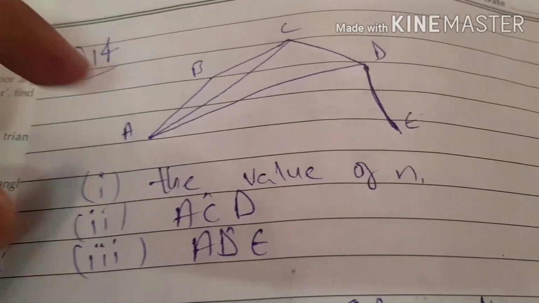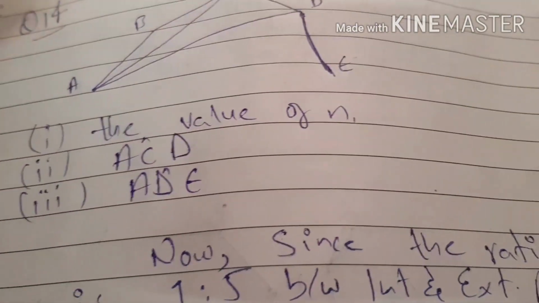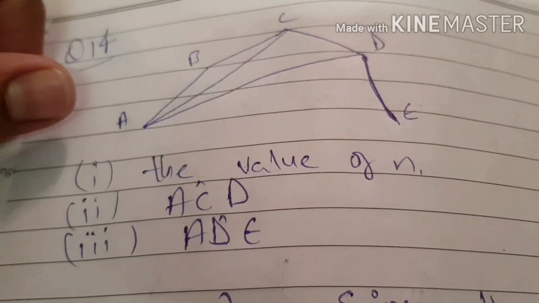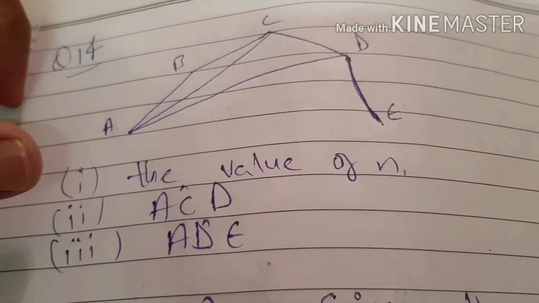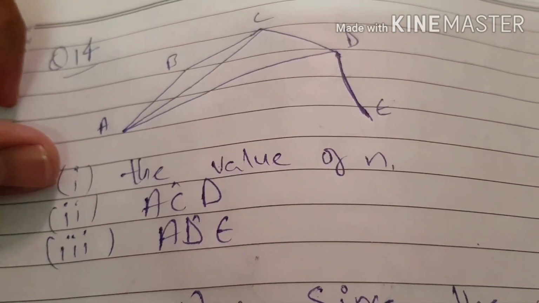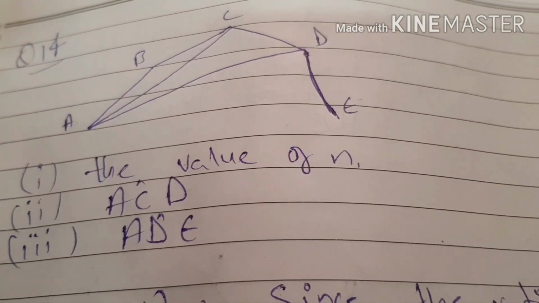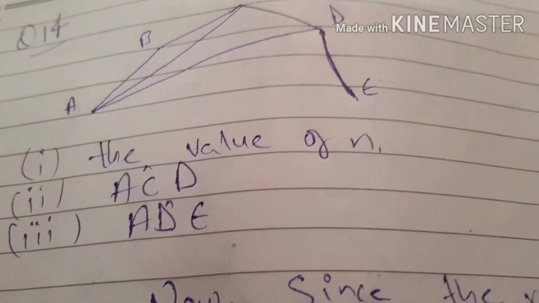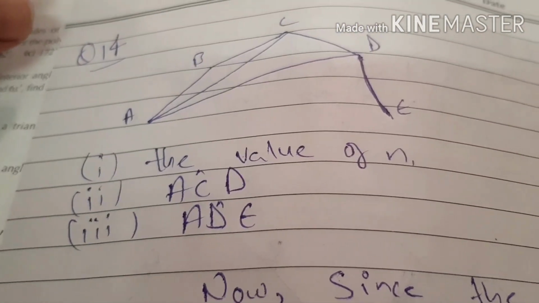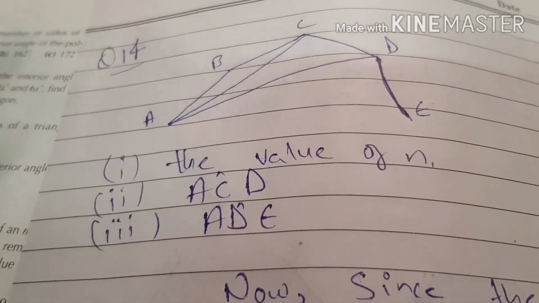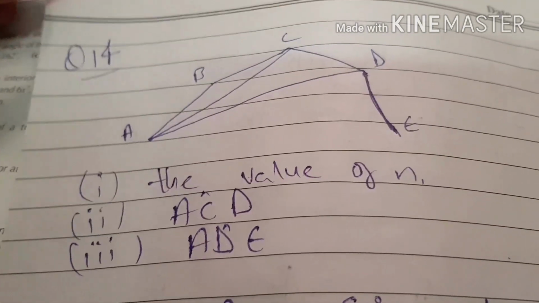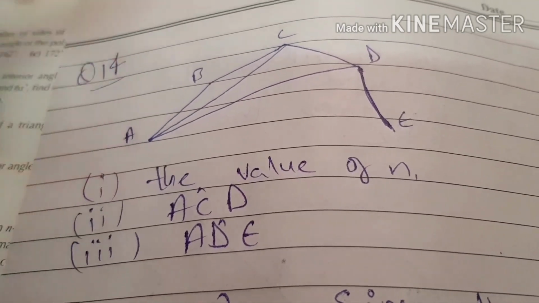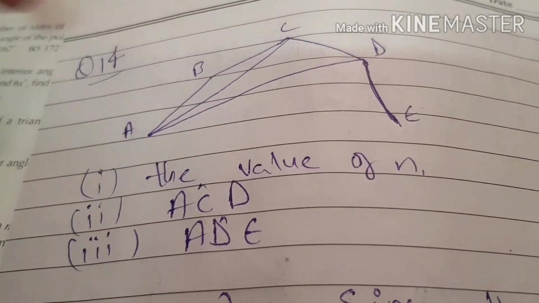Now I have redrawn the diagram over here, as the first thing that we need to do is to find out the value of n. But there is no such formula through which we can find out the value of n without knowing the interior or the exterior angle.